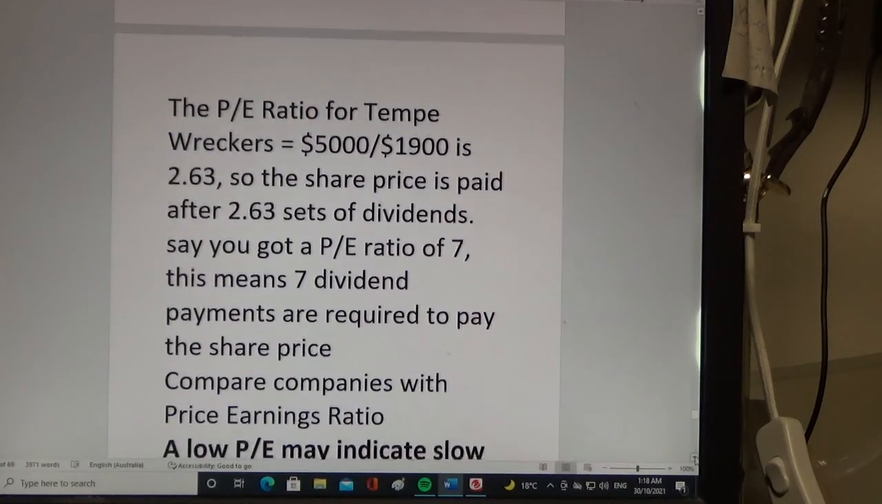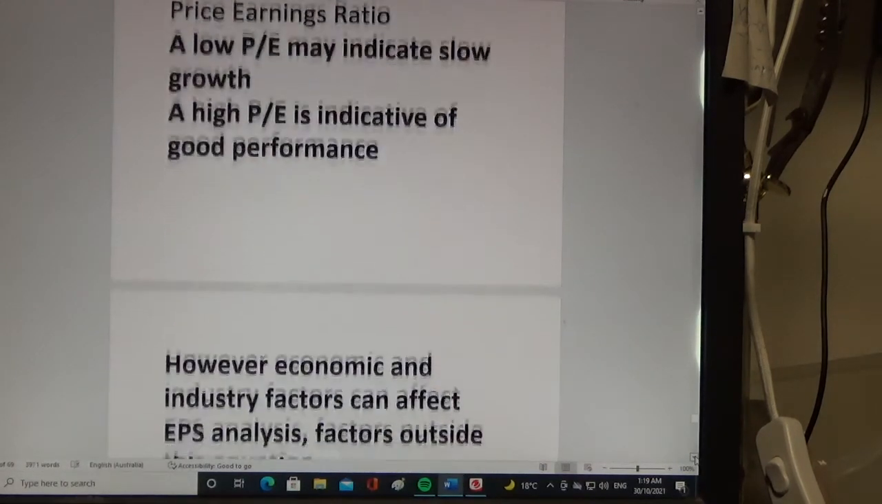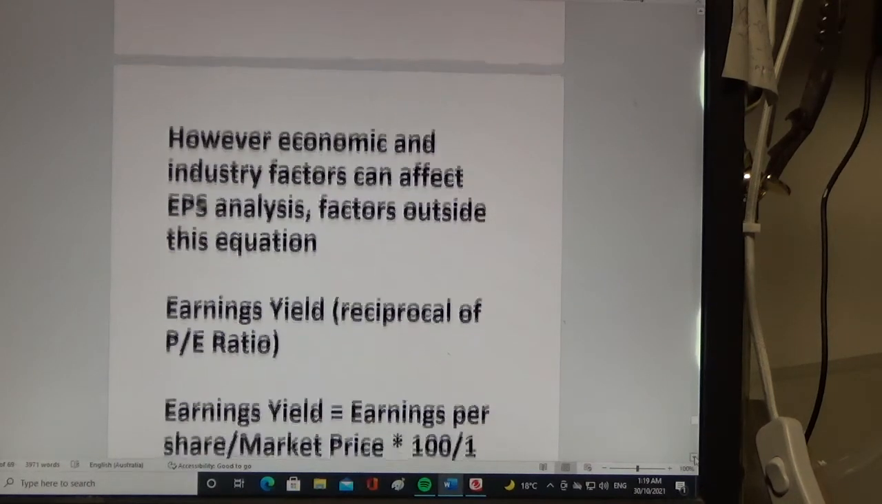It's another really important ratio. You'll probably get price earnings ratio questions. A low P/E may indicate slow growth. A high P/E is indicative of good performance. However, there could be factors in the macroeconomy and microeconomy at the industry level which could affect EPS. Exogenous factors are outside the scope of internal factors, which are endogenous.